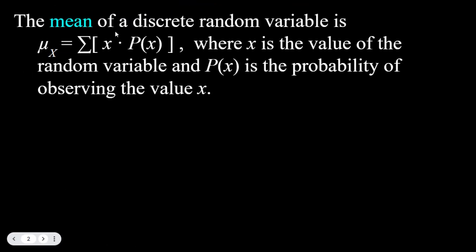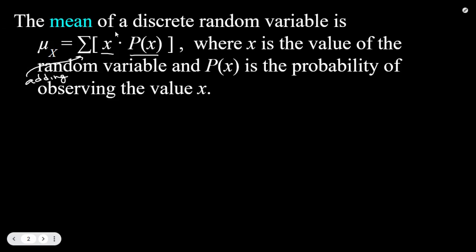First, the mean. We've talked about means before, but we haven't done them with probability frequency distributions. The mean of a discrete random variable is mu sub x, the mean of the x values, and we've got that sigma symbol, which means once again we're going to be adding things up. So what are we going to add? We're going to add the individual x value times its individual probability.